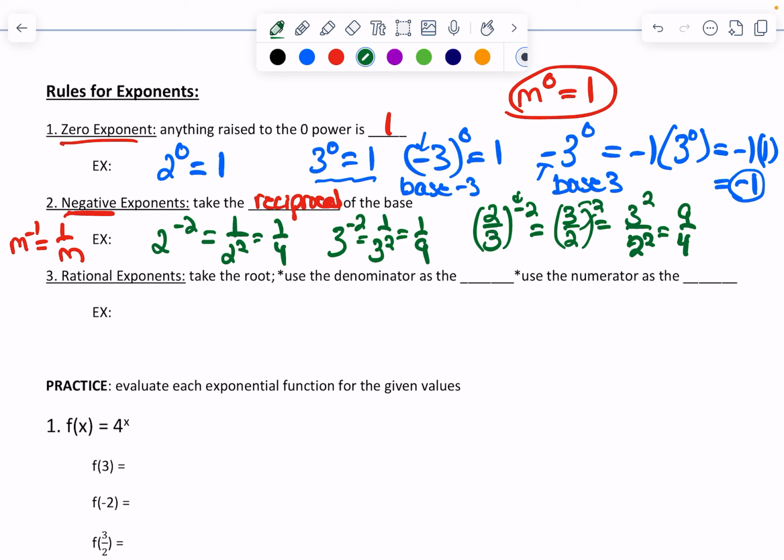Next, rational exponents. We are taking the root: use the denominator as the index, and use the numerator as the power. What does that mean? For example, if we have m to the power of 2/3, the denominator is the index, so it's going to be the cube root of m squared. The numerator is the power.